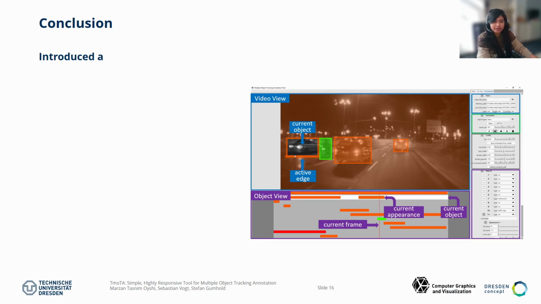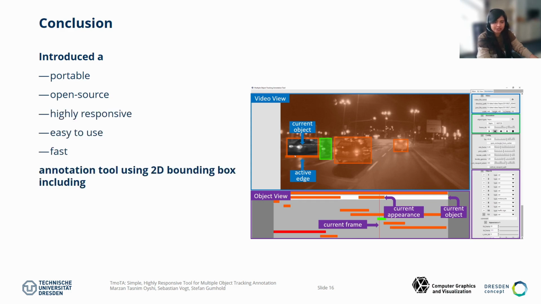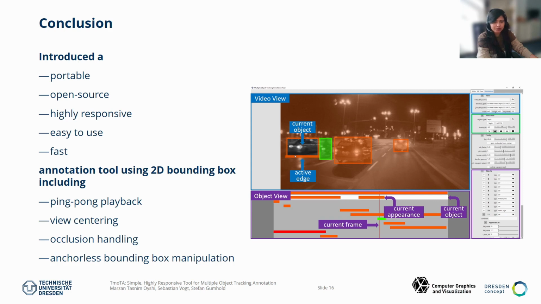I can conclude by saying that we introduced a labeling tool that is portable, open source, highly responsive, easy to use, and fast. Our features like ping-pong playback, view centering, occlusion handling, and anchorless bounding box manipulation help us to reduce the annotation time for an object frame by 20 to 40% compared to the manual annotation tools.